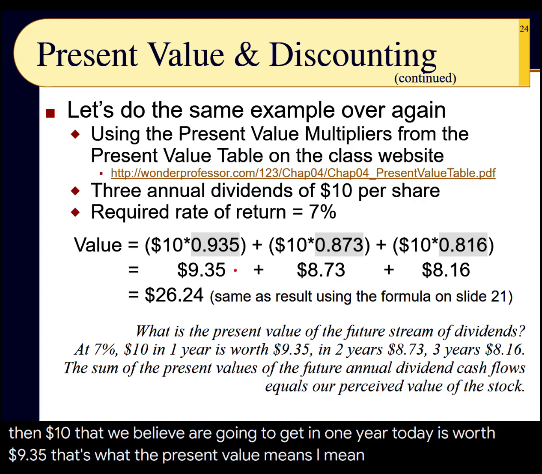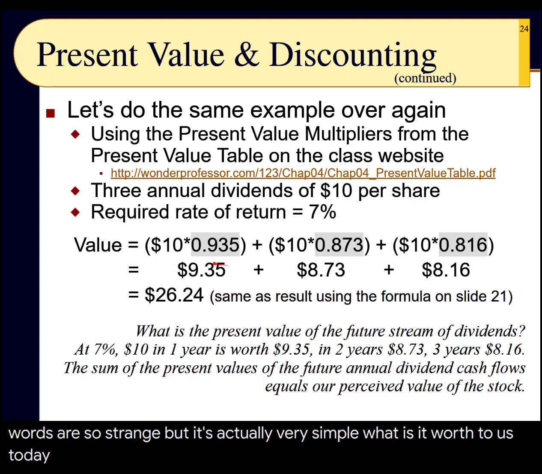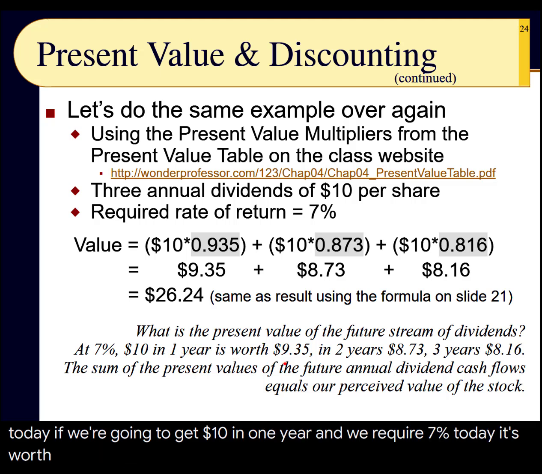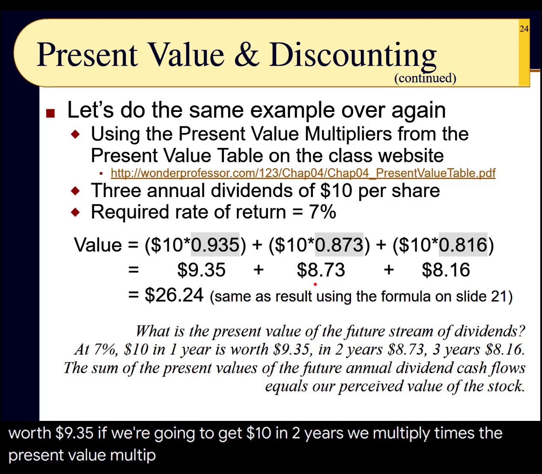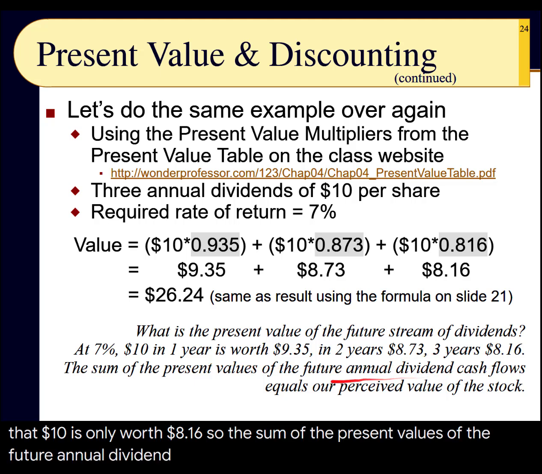I mean, I'm sorry the words are so strange, but it's actually very simple. What is it worth to us today? If we're going to get $10 in 1 year and we require 7%, today it's worth $9.35. If we're going to get $10 in 2 years, we multiply it times the present value multiplier for 2 years at 7%, and it's worth $8.73. In 3 years, that $10 is only worth $8.16. So the sum of the present values of the future annual dividend cash flows equals our perceived value of the stock.